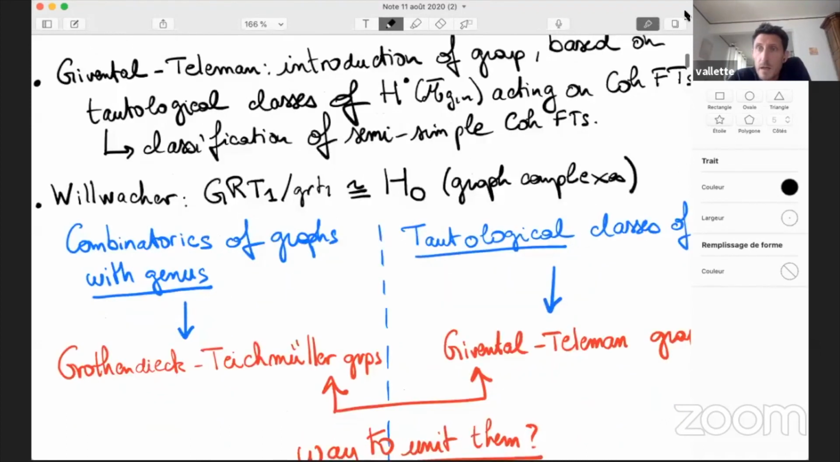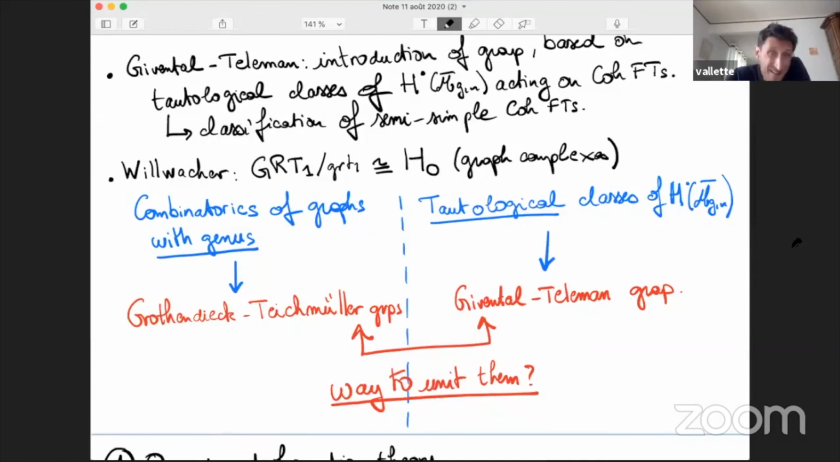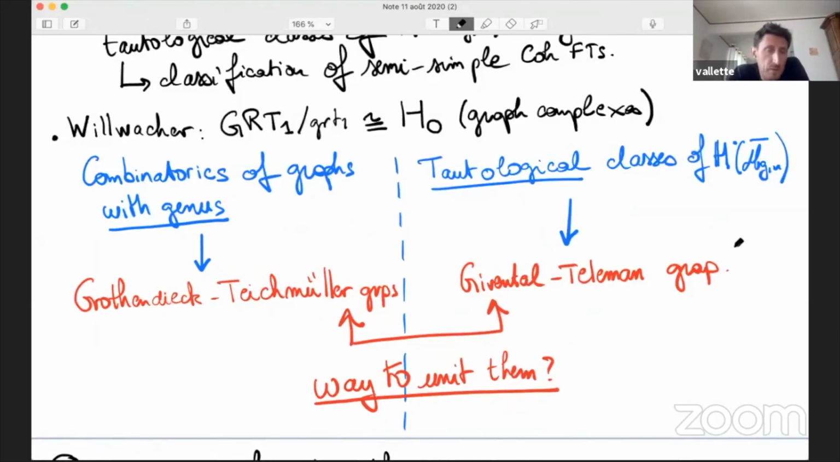On the left-hand side, we have the general combinatorics of graphs with genus, and they give rise to Grothendieck-Teichmüller groups à la Drinfeld. And now on the right-hand side, you have one very particular object coming from geometry, the classes of M_{g,n} bar. These allow you to coin a group, which is the Givental-Teleman group. The question we asked ourselves with Arkady, Volodya, and Sergei is: can we merge these two approaches? Is there a way to unite them, because they seem to be closely related? Well, they actually are. If you are patient enough, I think that by 4 p.m. you'll have the answer.